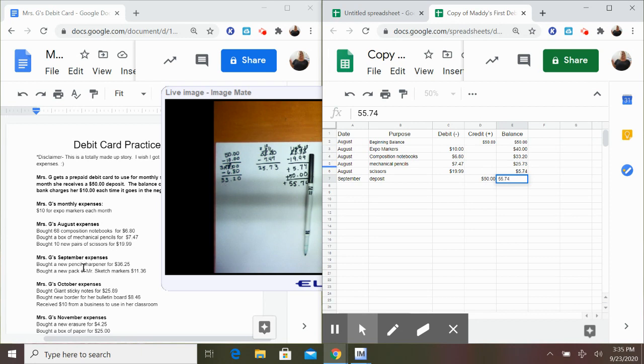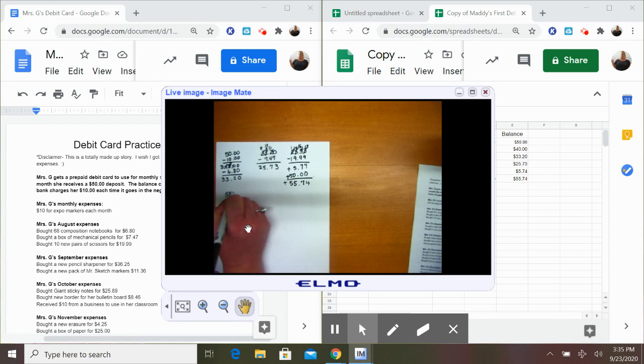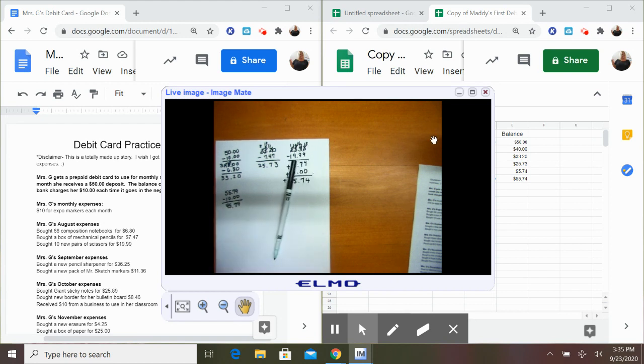Okay, so I'm going to come back over here and I see that in September, I got to remember that one thing. What do I do every month? I buy $10 worth of expo markers. September, expo markers. Remember, if it's a monthly expense, it comes out every single month. So that's $10 right off the top. $10, that's a minus. Come over here and I take my 55.74 and I subtract $10 and I get 45.74 is my new balance.